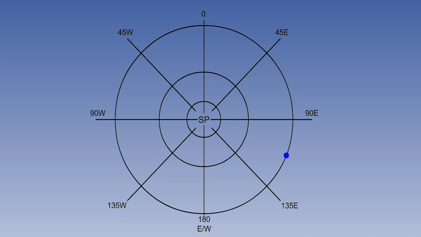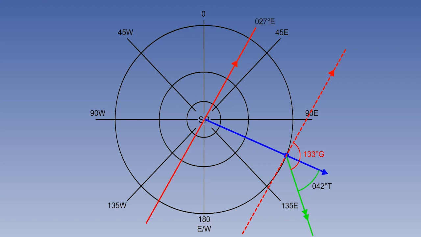The aircraft is at 118 east. True north is the direction away from the South Pole. Plot a track of 042 true from the aircraft. The grid track is 133. This gives you the direction of the grid. Parallel the grid through the South Pole. This gives you the datum meridian.